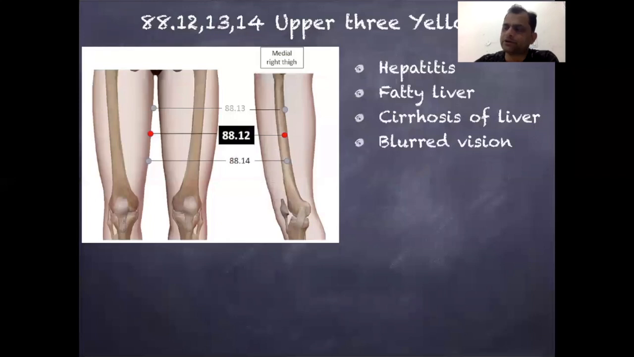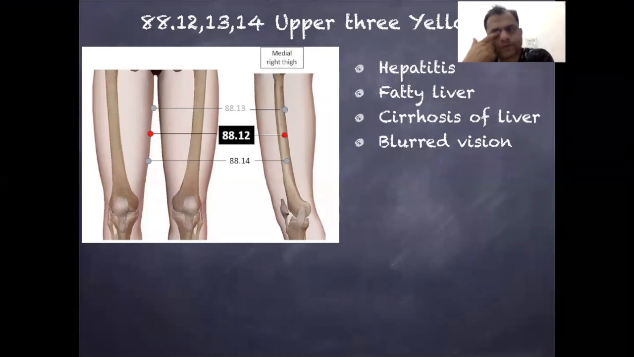So whenever any liver patient comes to you, and the meaning of liver patient is, if someone is having blurred vision, that is a liver patient. If someone is having more pressure in the eyes, that is called glaucoma, that is a liver patient. If someone is having numbers, myopia, hypermetropia, cannot see the near object, cannot see the far object, so treat these points, Upper 3 Yellows.